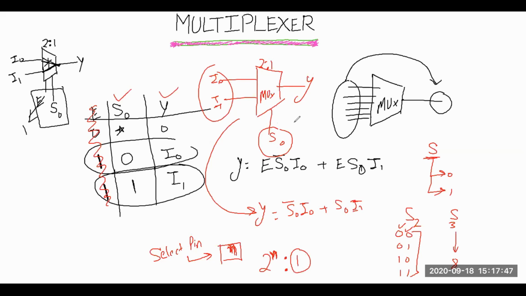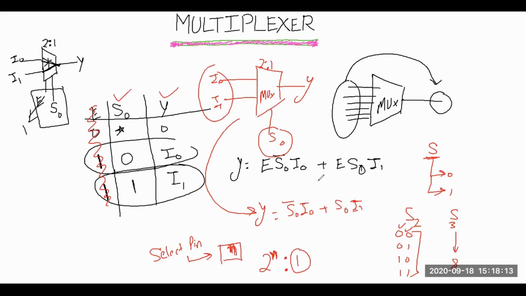So remember that whenever you are using n select pins or n select lines, a 2 to the power n is to 1 multiplexer will be there. You can realize that multiplexer by using an enable or without using an enable. It depends upon your choice what type of circuit you want to realize.